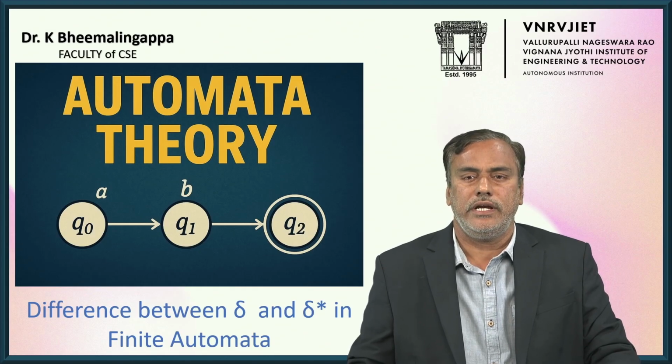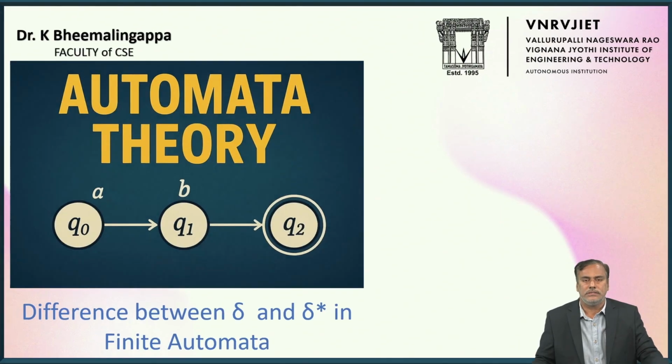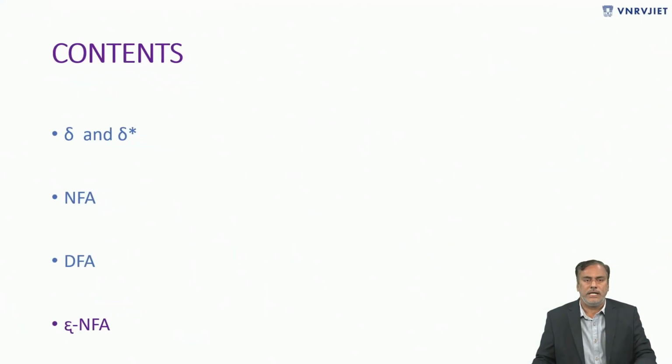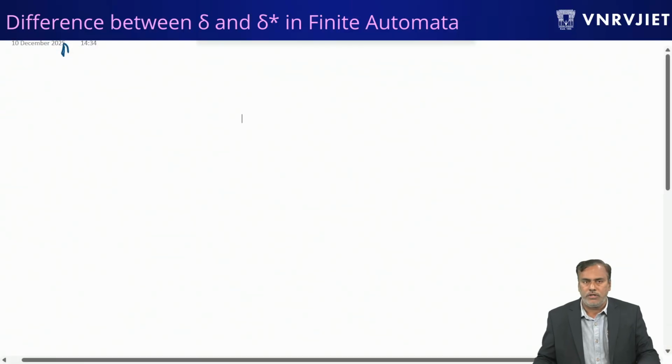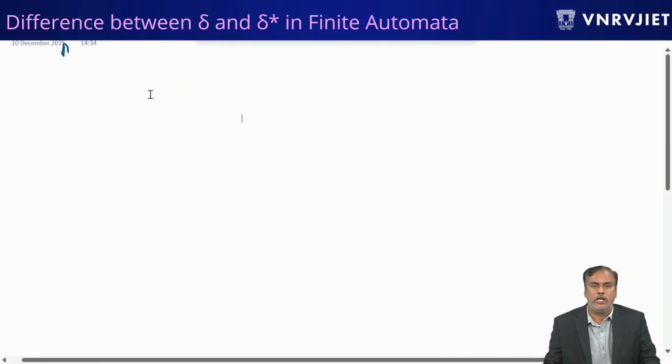In this video, I am going to discuss the basic difference between delta and delta star in finite automata. These are the contents that we are going to discuss: the difference between delta and delta star with respect to NFA, DFA and epsilon NFA. You know what NFA, DFA and epsilon NFA are. NFA corresponds to non-deterministic finite automata. First, let us see the basic difference between delta and delta star with respect to NFA.